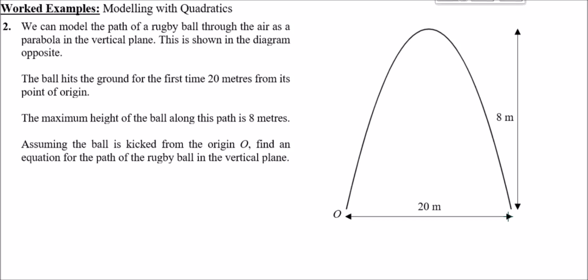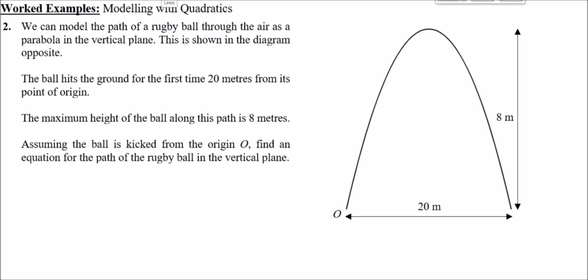The maximum height of the ball along this path is 8 meters. Assuming the ball is kicked from the origin, find an equation for the path of a rugby ball in the vertical plane. We now have actually 2 different options for working this out. You can use either the vertex form of the quadratic or the root form, depending on what you find easier. Personally, I think for this case, factorized form will likely be easier.